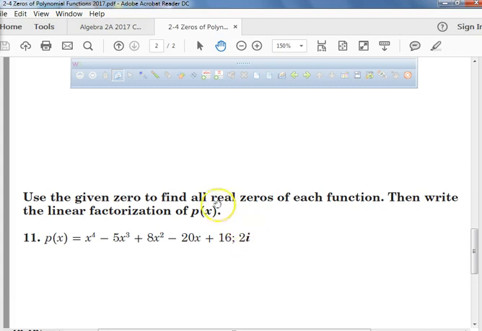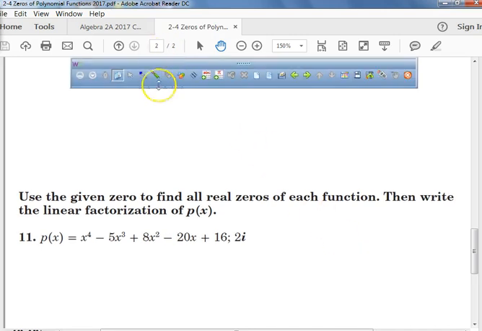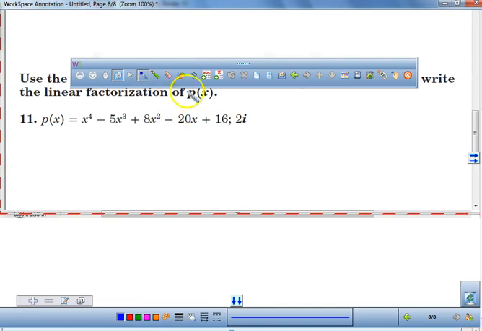Use the given zero to find all real zeros of each function. Then write the linear factorization of P of x. So right now, we've been practicing a lot of synthetic division lately, so we're going to continue practicing synthetic division.